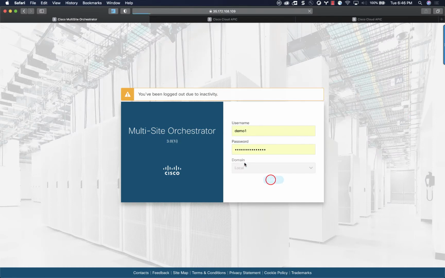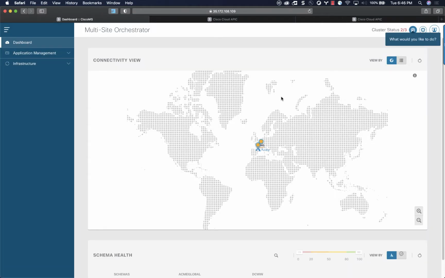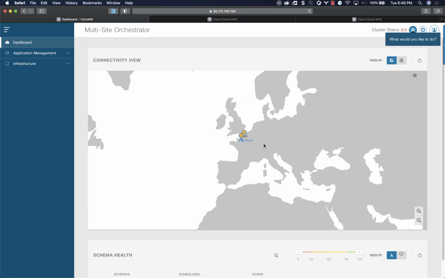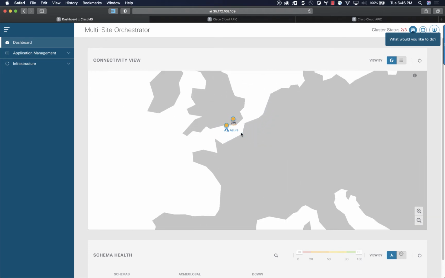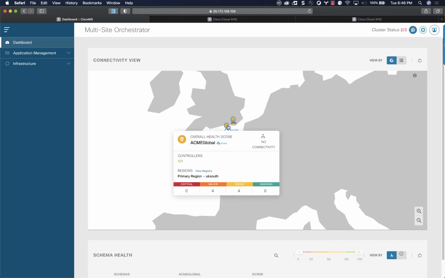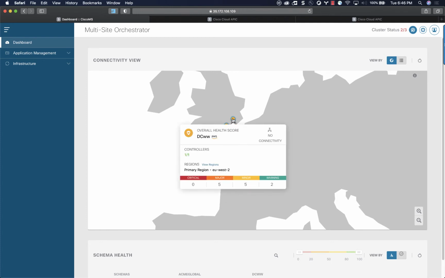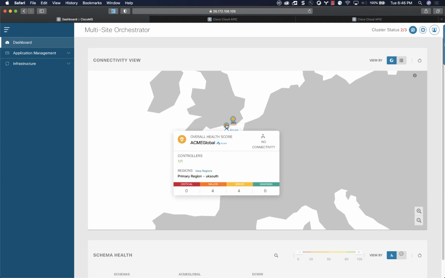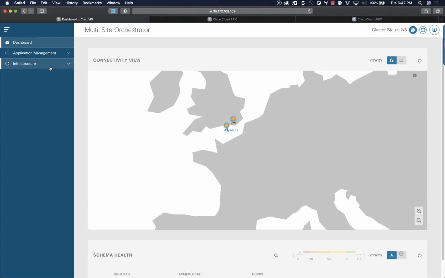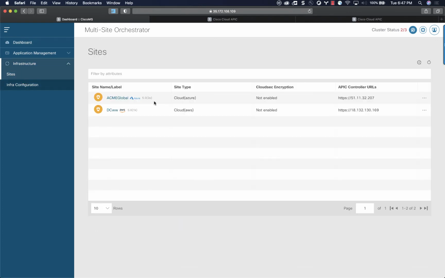So we're going to log into MSO here, and as we log in, we're going to see the dashboard, right? Now, in this scenario, we're imagining that these are living in the UK, and we can look and see at a very quick glance what's going on with these two different sites. But let's go down into infrastructure here and check the sites, right?